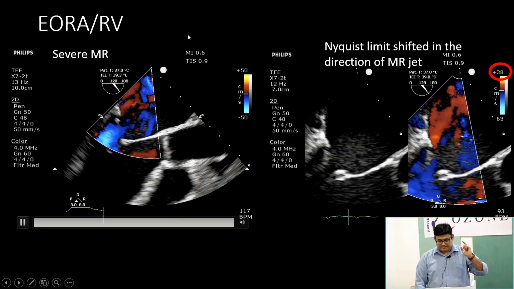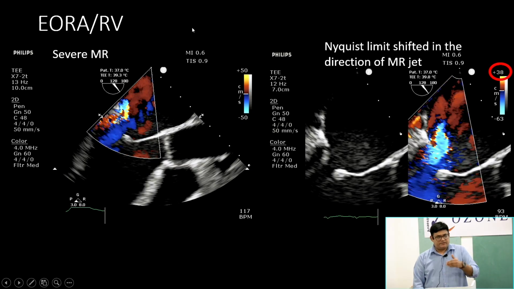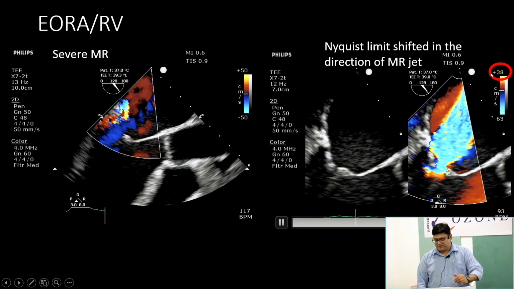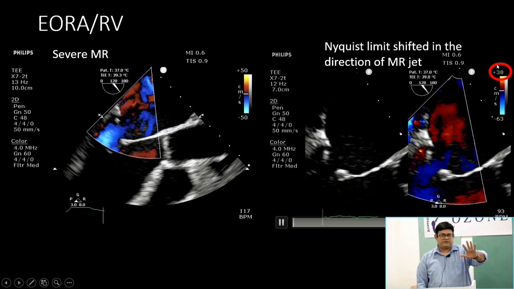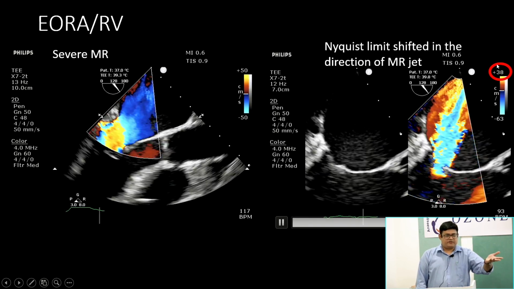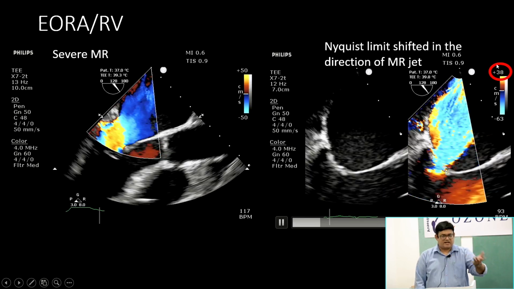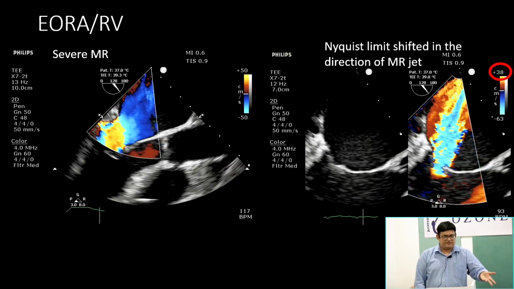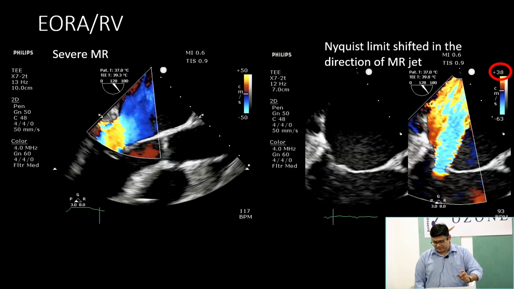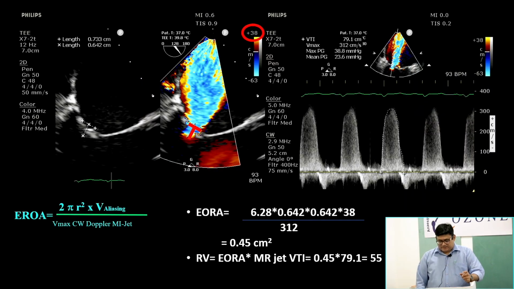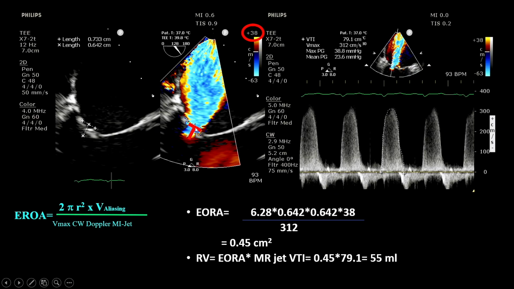What does this mean? The jet is occurring this way, from LV to LA. So here I will shift to around 38 or 40. You can do it at 40 also, you can do it at 38 also. I am trained in doing it at 38. I don't know why, but that is how we were taught. Next, you measure the radius.